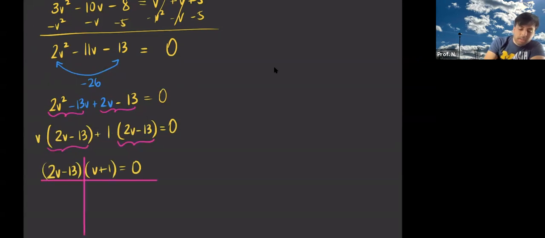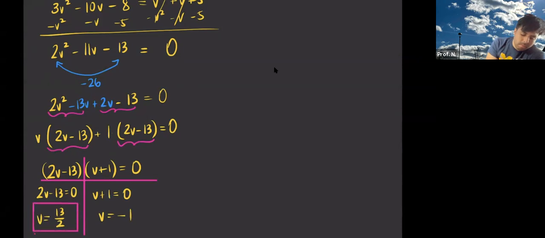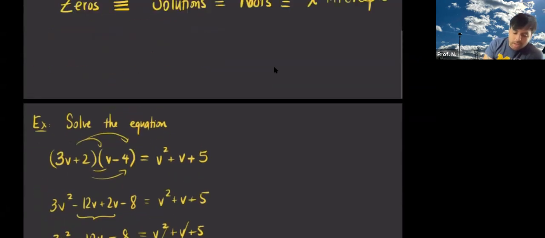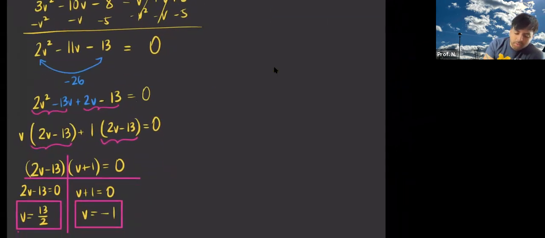And then I can make each of these factors set equal to 0 and solve. And then, Meng, you're exactly right. V is equal to negative 1. And when you solve this, V is 13 over 2. So I did it. I solved both. So I have the zeros, or the solutions.